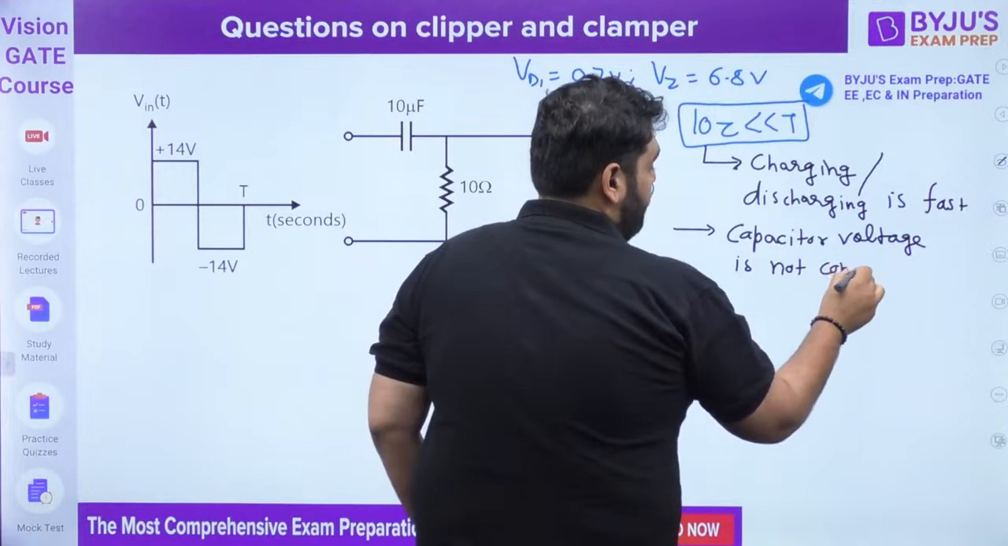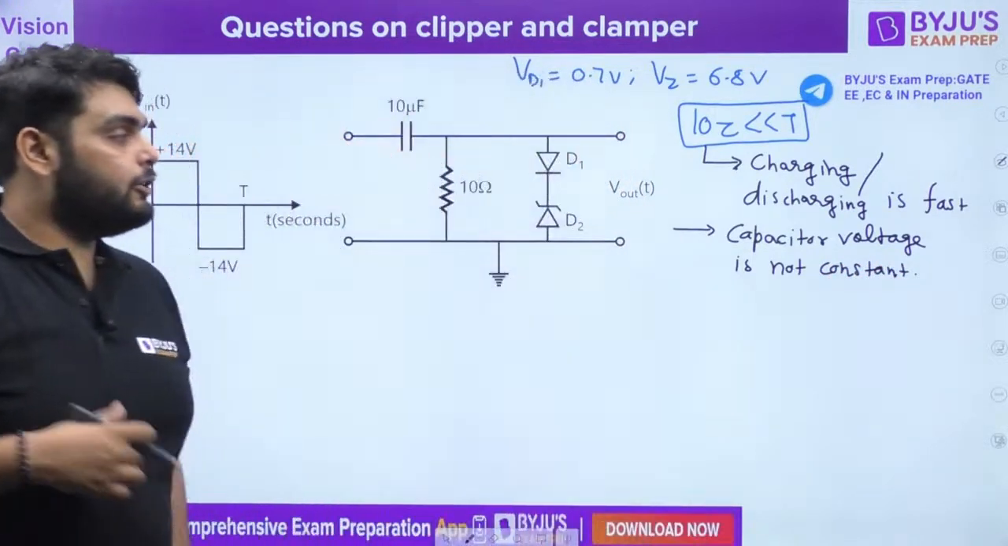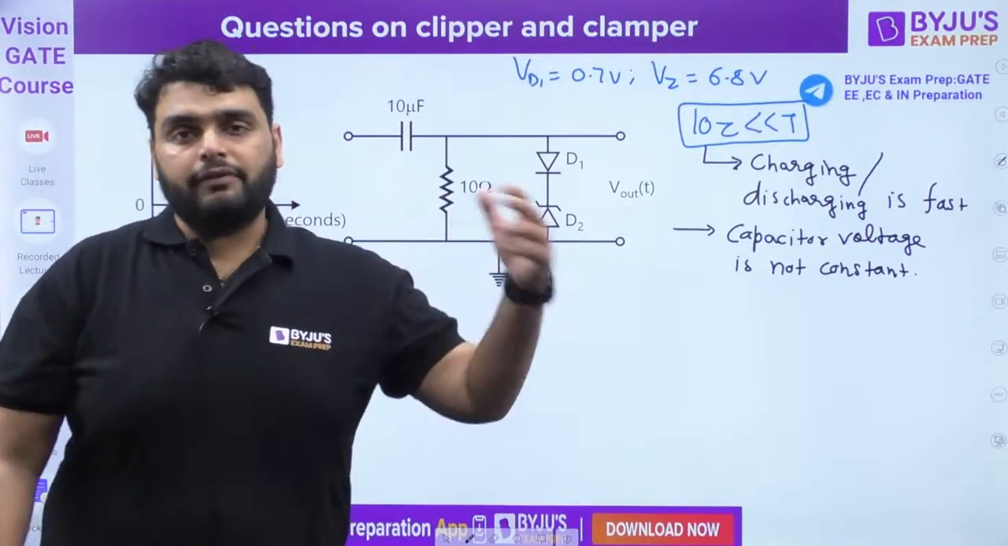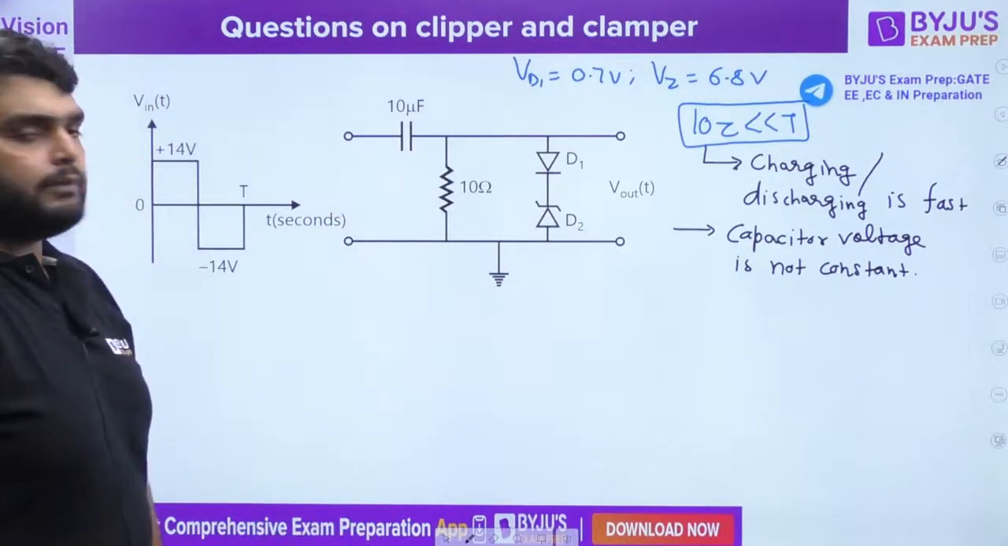Now understand one point. For the clamper circuit to work, the capacitor voltage must be constant. That's why the time constant is very much higher than the time period. But here the time constant is very much less than the time period.